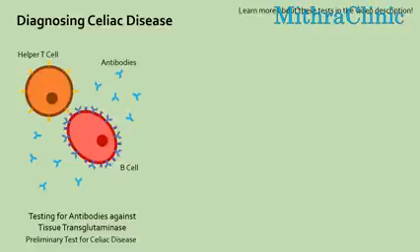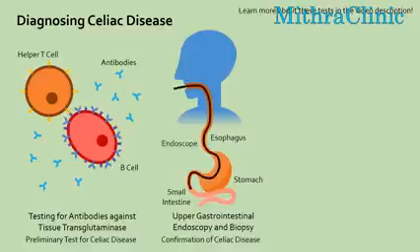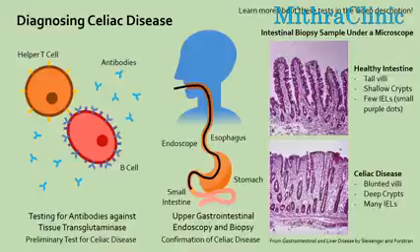To confirm a diagnosis, doctors will have to perform an upper gastrointestinal endoscopy, in which they insert a thin, flexible camera called an endoscope down your throat and into your intestines to check for intestinal damage. At the same time, doctors will get a sample, or biopsy, of intestinal tissue that is analyzed under the microscope.